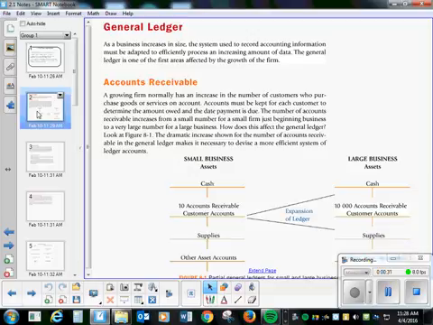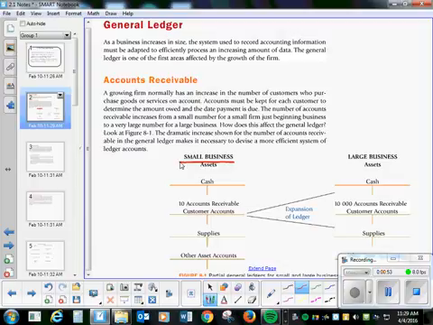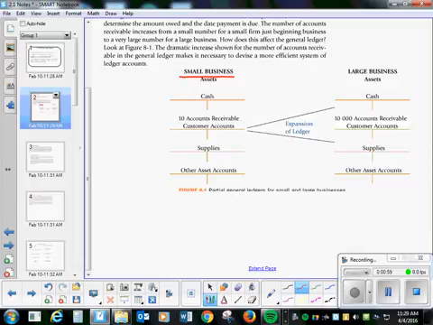So as a business increases, there's more accounting that needs to be done. And as there's more accounting that needs to be done, usually there's more customers and there's more people that you would be buying items from as well. So there would be more accounts payable. If you look at this diagram down here, in a small business like we did in accounting 10, these would be the accounts that you would see.